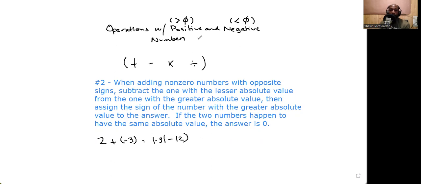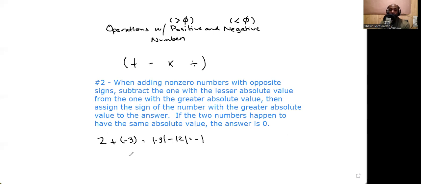Oops, let me undo that and draw the absolute value lines. So the absolute value of -3 is 3, minus the absolute value of 2, which is 2. So that's 1. And then we're going to assign the sign of the number with the greater absolute value. 3 is the number with the greater absolute value, and it's negative. So we assign a -1 there. So therefore 2 plus -3 is -1, you see?